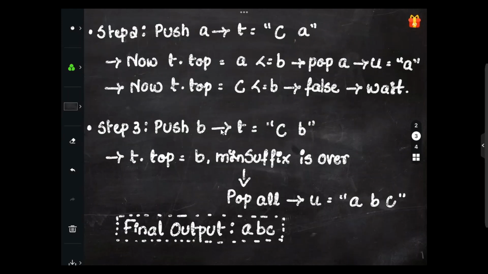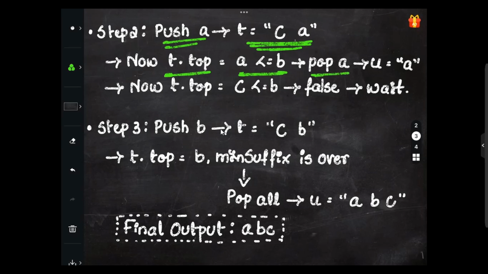So let's go with the second step. Let's push a. Same thing we are doing now: we are moving the first character of S to the stack T. We have already moved C, now we have to consider A. We'll push A. Now T will be CA. So the stack dot top will be A, which is less than or equal to B. Right?